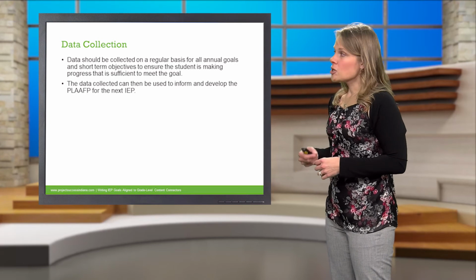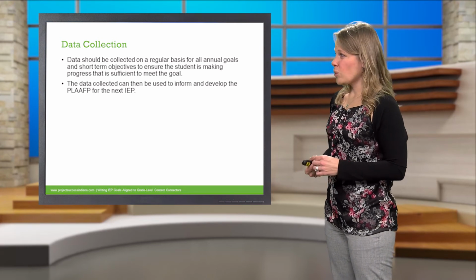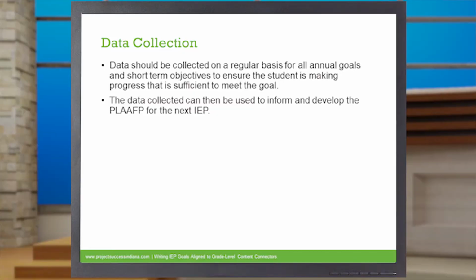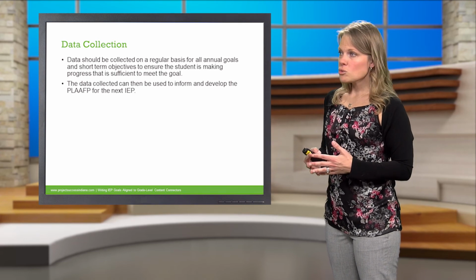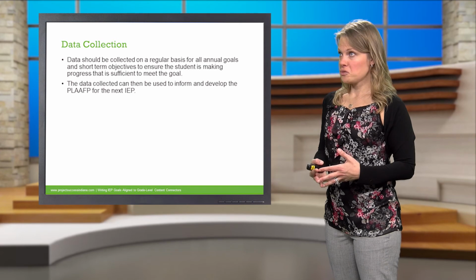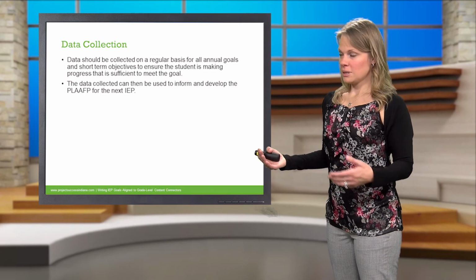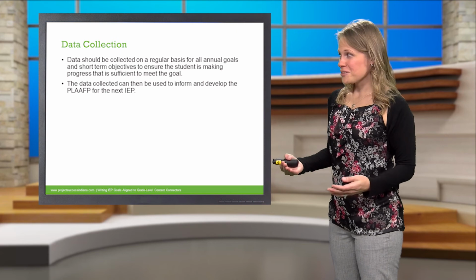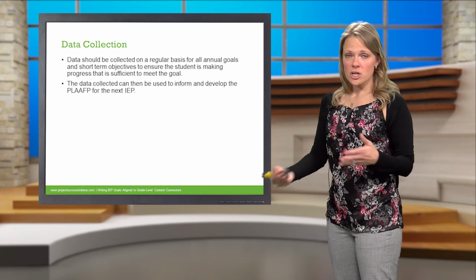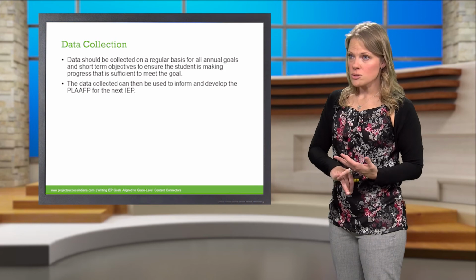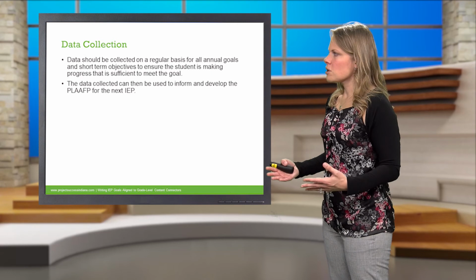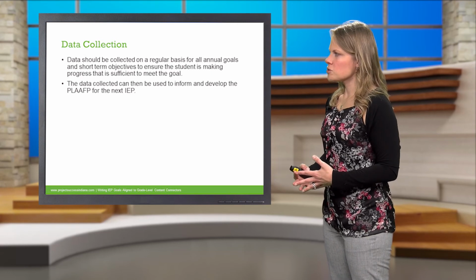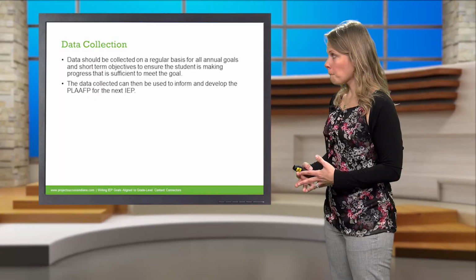The data should be collected on a regular basis for all annual goals and short-term objectives to ensure that the student is making progress that's sufficient to meet the goal. If you set a measurable annual goal in October and you don't check in on the progress that student's making until February, March, April, May, or heaven forbid, right before the next case conference in October, there won't be any time for you to adjust what you've been doing with your instruction, your specially designed instruction, other kinds of supports you've been providing. There won't be time for you to adjust, and that's just lost time in terms of what supports we can provide for students to be making improvements toward meeting that goal.